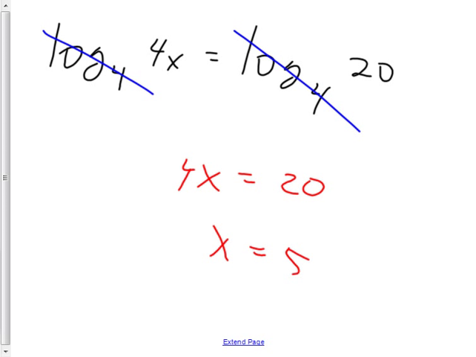Why could I cancel those? Because they were the same base. And if you just think about it for a second, I'll give you a simple one. Log of x equals log of 5. That's the same base, right? They're both base 10s. Then the only way that works, if this is really going to be true, is if x was 5, right? So that's why you can cancel those.